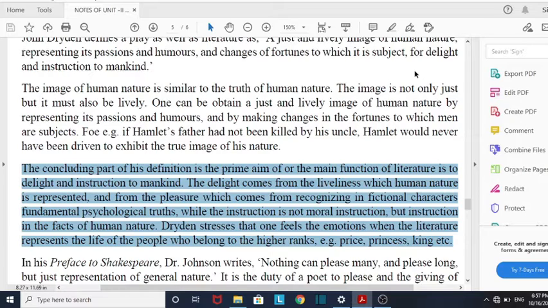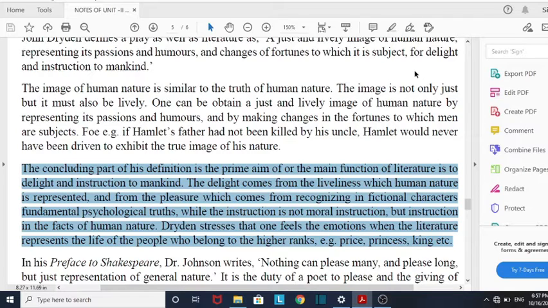So delight comes from the liveliness with which human nature is represented, and the second one is the pleasure which comes from recognizing. It is very important. Kindly keep your concentration, because I'm going to ask you questions in your quiz assignment through these paragraphs. Just see, and from the pleasure which comes from recognizing in fictional characters fundamental psychological truth. So these are the fundamental psychological truths, and they are very important.